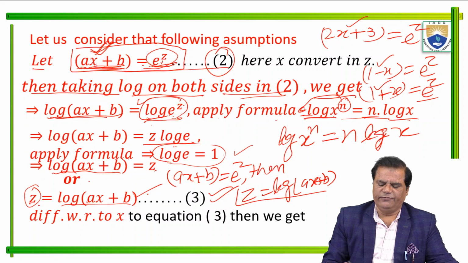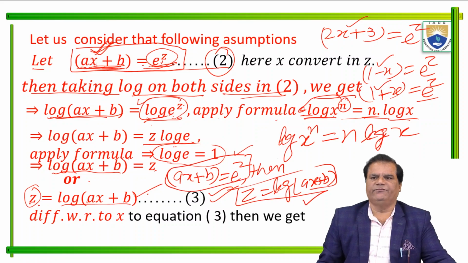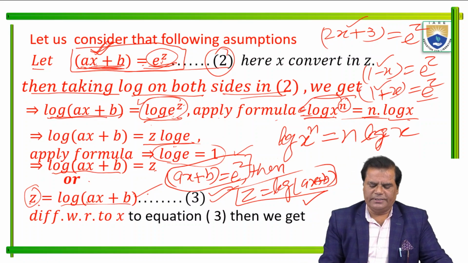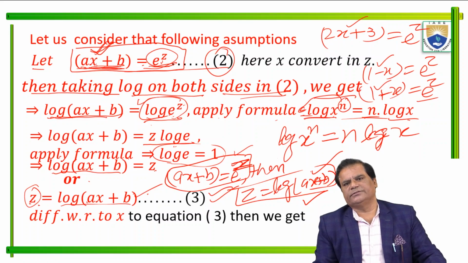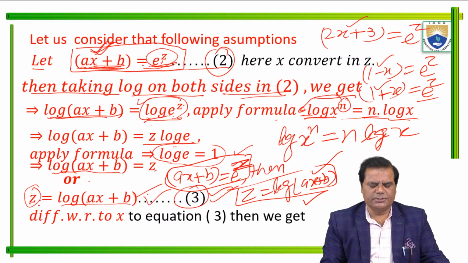Okay, this result we find. If we consider this result, ax plus b is equal to e to the power z, then z equal to log ax plus b. How can we find this? This is a process. So now this equation 3: z equal to log ax plus b.